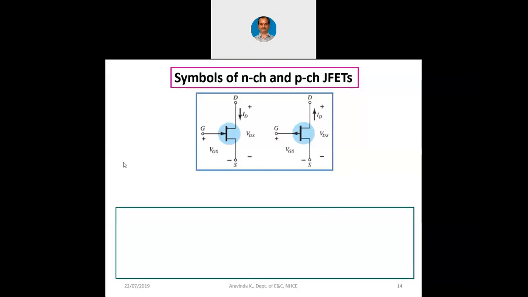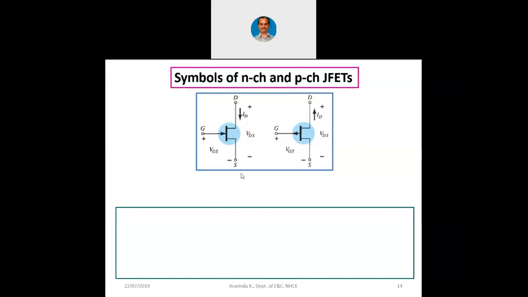Okay, in BJT, the emitter will have an arrow mark, the collector will not have an arrow mark. But in JFET, you will see that drain and source have the same type of line, which means there is no arrow mark here. Why? Because in JFET, drain and source are identical, so there is no need to distinguish between drain and source. The top side we generally call drain, the bottom side we call source, and we connect the positive of the power supply to drain and the negative of the power supply to source. That is why it is mentioned here as D and S.